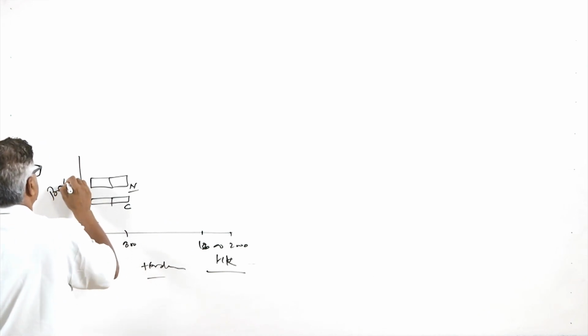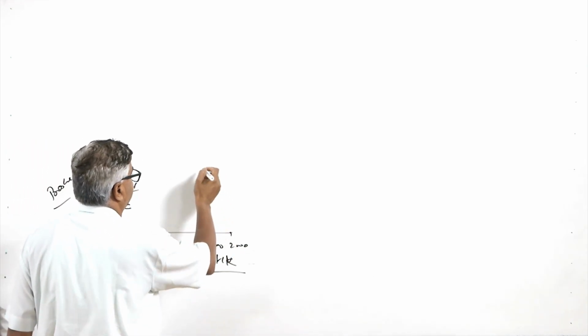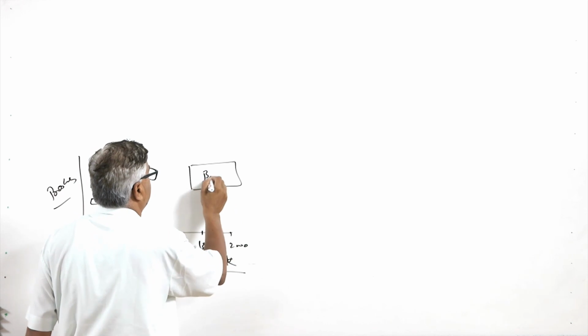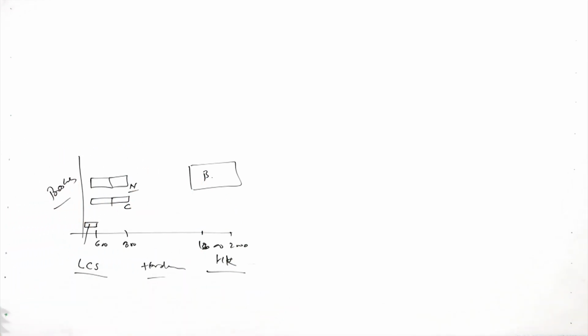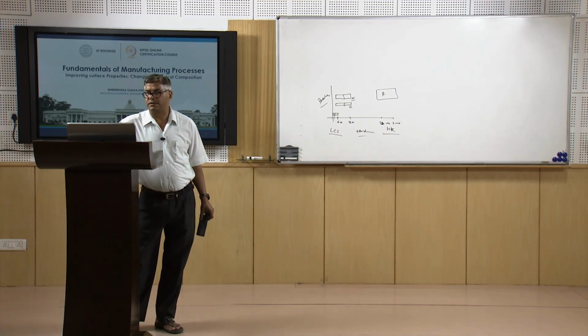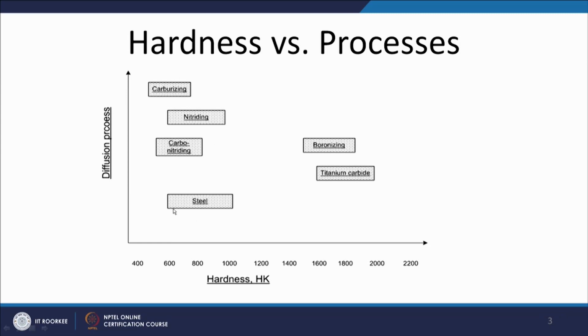So here it is about the processes being used. And on the other hand, we have boronizing kind of process, with which much higher hardness is realized. So this is what we can see in this diagram, where as per the hardness levels, low carbon steels will be having the lower hardnesses, and when they are carburized and nitriding is performed, there is an increase in hardness, like say from 800 to 1000 HK. Boronizing causes further significant increase in the hardness, which may be in the range of say 1600 to 2000 HK.